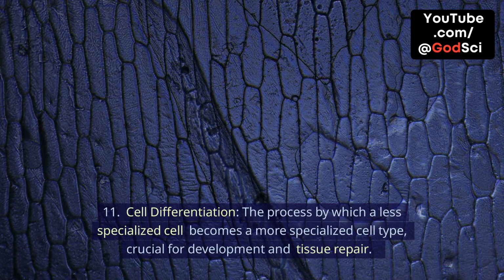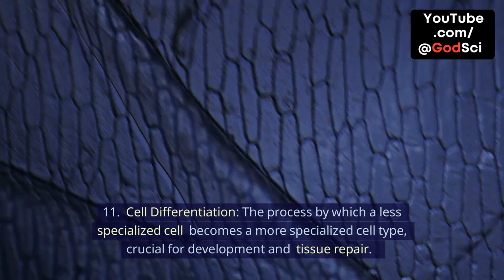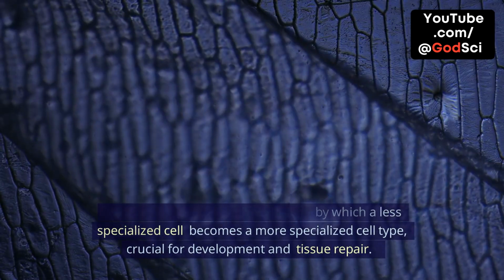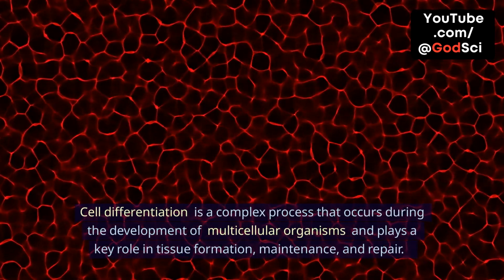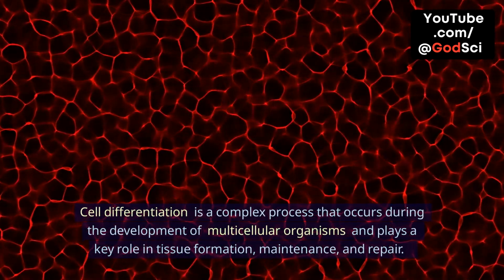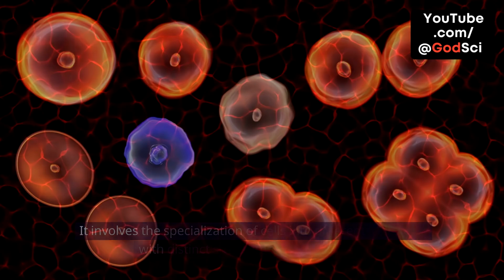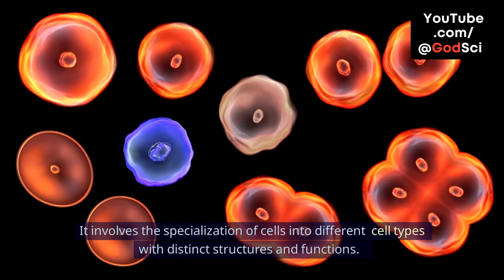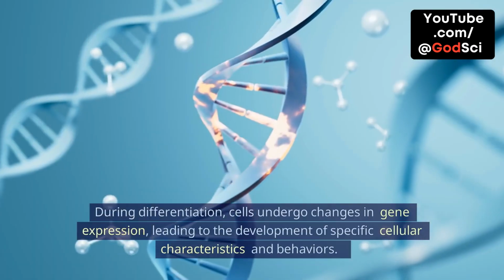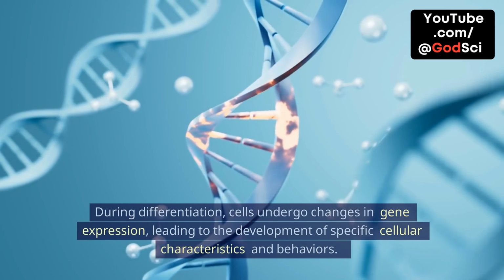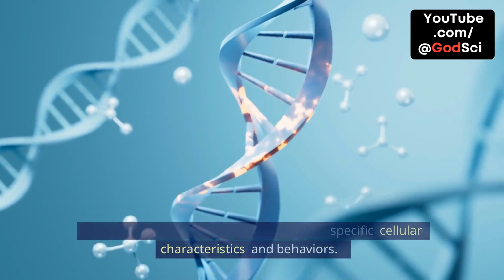Cell differentiation: the process by which a less specialized cell becomes a more specialized cell type, crucial for development and tissue repair. Cell differentiation is a complex process that occurs during the development of multicellular organisms and plays a key role in tissue formation, maintenance, and repair. It involves the specialization of cells into different cell types with distinct structures and functions. During differentiation, cells undergo changes in gene expression, leading to the development of specific cellular characteristics and behaviors.